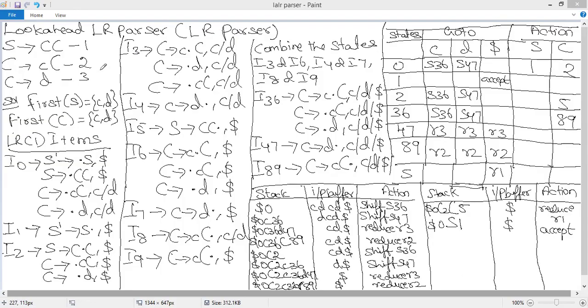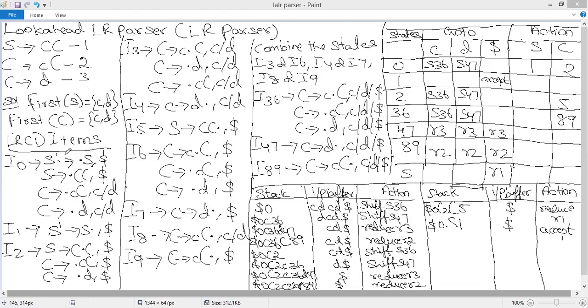Here I haven't shown how to derive the closure items. Instead, I have mentioned the closure items we obtained from the CLR parser table. The SLR parser table is less powerful and the CLR parser table is more powerful. But compared to SLR, CLR has more states.